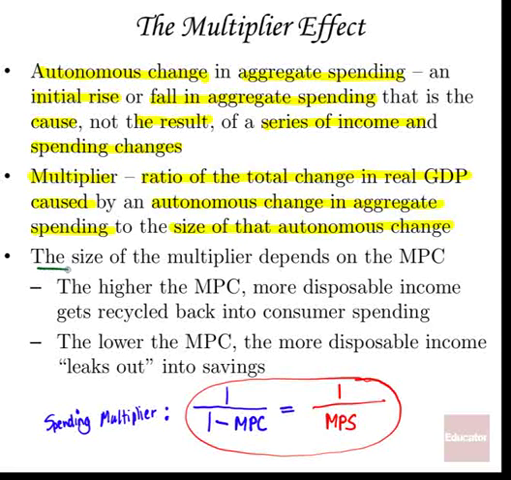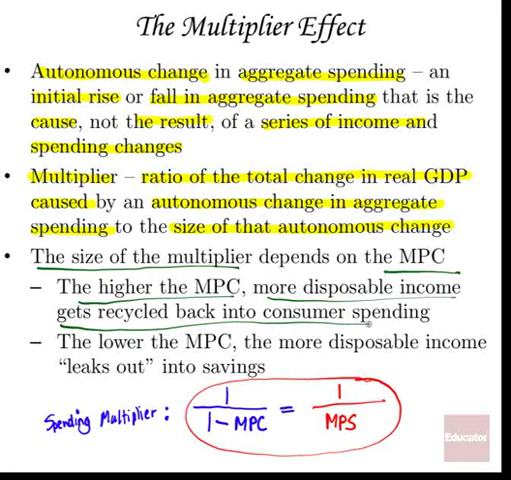Now the size of the multiplier depends on the MPC. So the higher the MPC, there's more disposable income, and that gets recycled back into consumer spending. So hypothetically, let's say the MPC equals 0.9. Okay, that's a really high MPC. That means the consumers are spending 90% of their disposable income here. And so 1 over 1 minus 0.9, the multiplier here would be 1 over 0.1 equals 10.